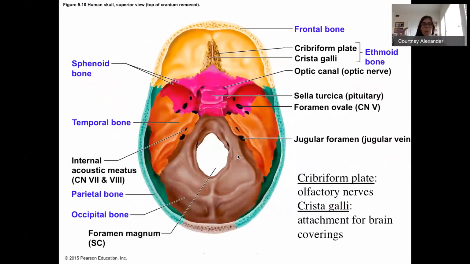If we take the top off and we look down, superior view, this is where we can start to see better that ethmoid bone in orange and the sesamoid bone in pink. We have a temporal, parietal, occipital, again, blue showing our cranial bones. And the ones I want you to know here, don't worry about the other bony landmarks from this angle.